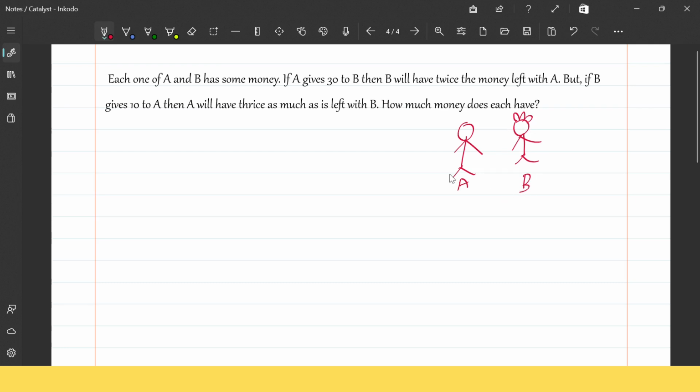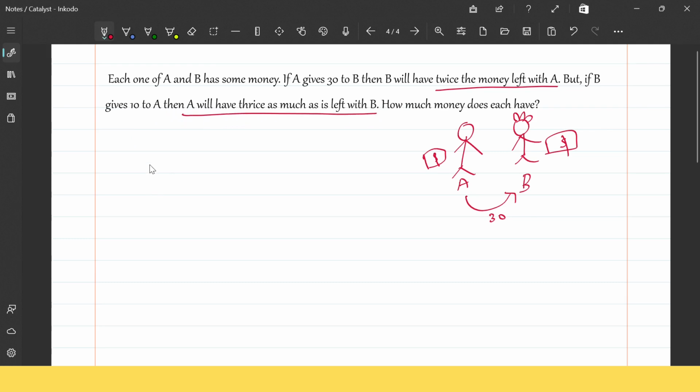Okay, both of them have some money with them. This guy also has some money, this guy also has some money. If A gives rupees 30 to B, then B will have twice the money left with A. But if B gives 10 rupees to A, then A will have thrice as much left with B. How much does each have?